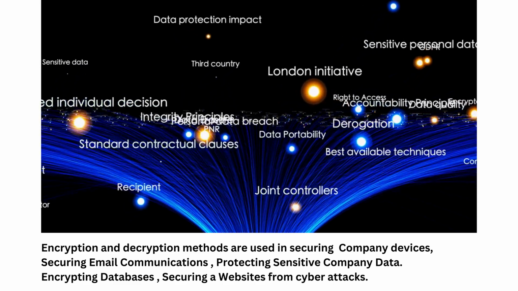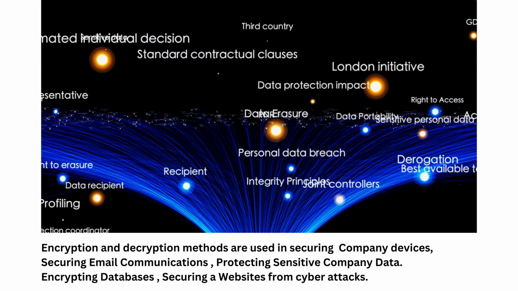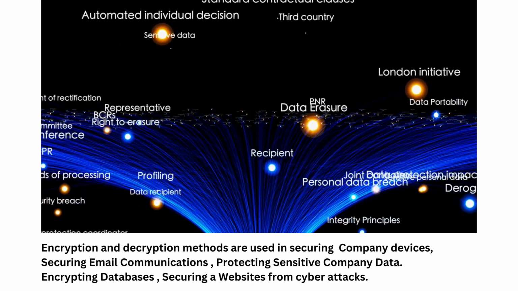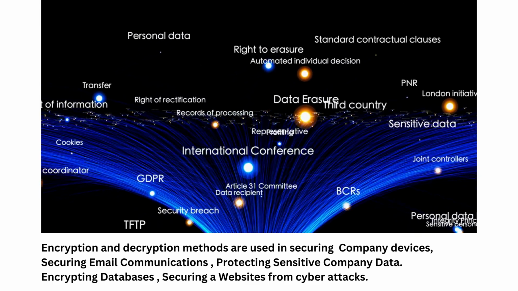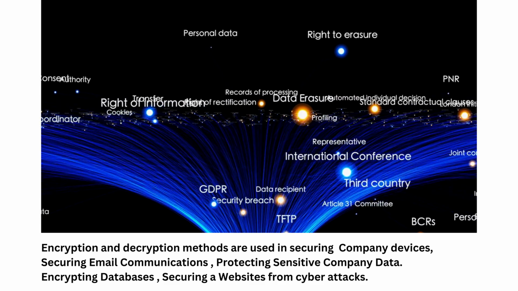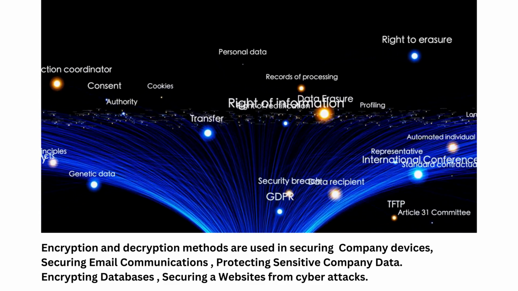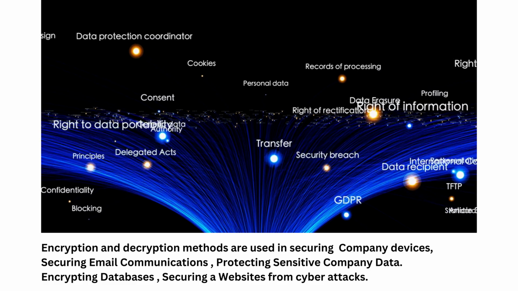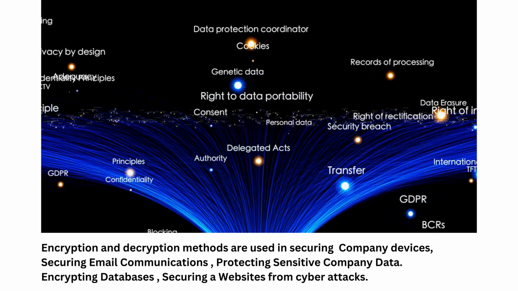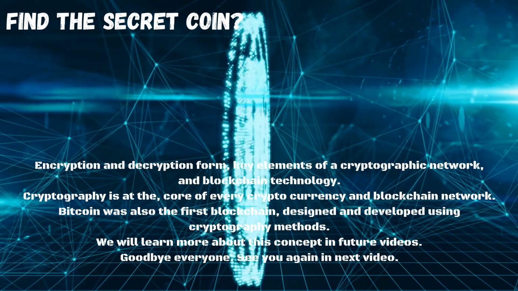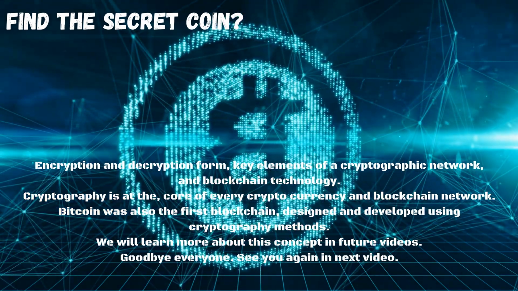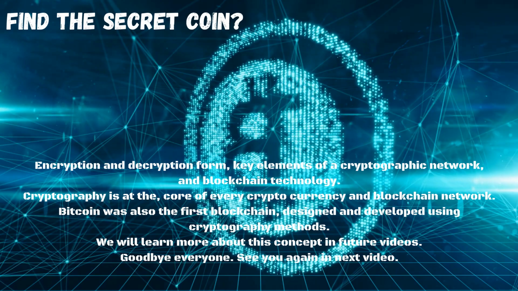Okay, I hope you had fun decoding the secrets. Encryption and decryption methods are used in securing company devices, securing email communications, protecting sensitive company data, encrypting databases, securing websites from cyber attacks, and also encryption and decryption form key elements of a cryptographic network and blockchain technology.